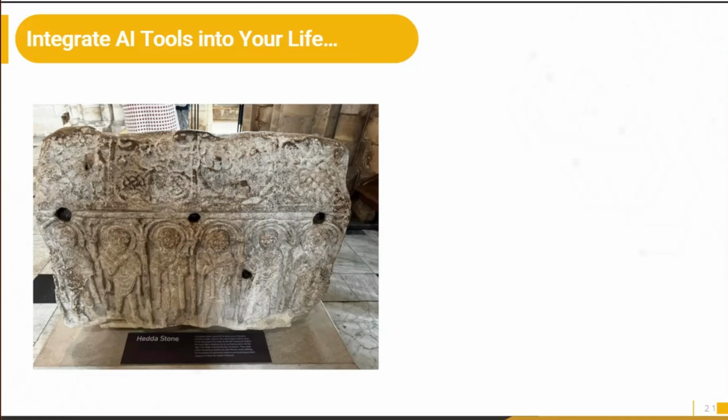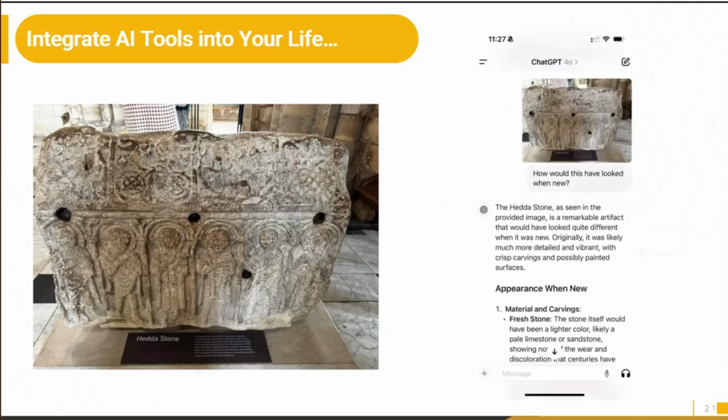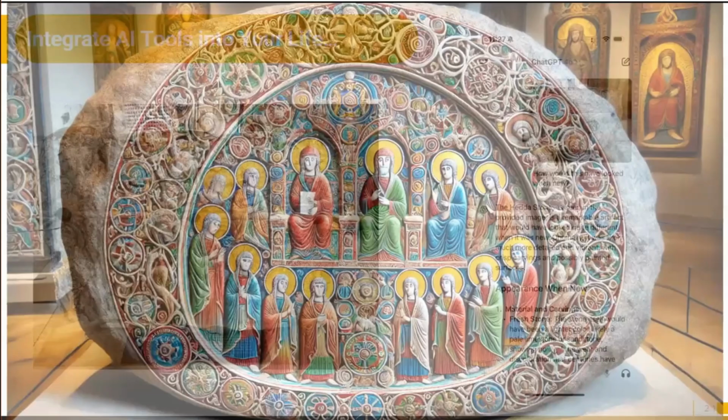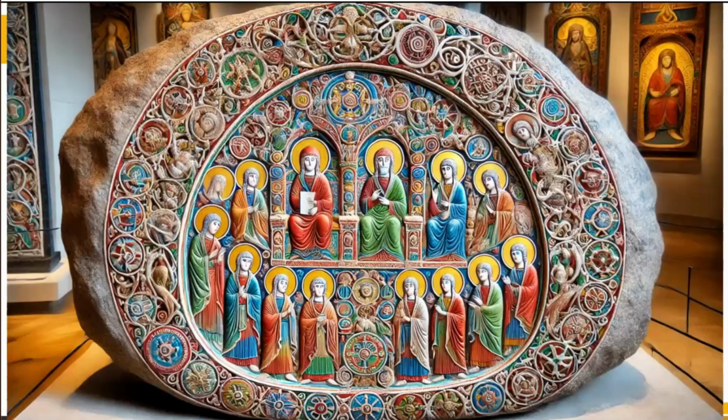So I thought, ooh, this could be a good case for AI. Let's see what it can do. So I happen to have ChatGPT on my phone, and I asked it, what would this have looked like when it was new? And it starts giving me all this detail. Well, it would be fresh stone, and it would have all this ornamental painting, and it would have gold gilding. And I was like, right, AI, come on, show me. Make an image. And it did this. And I was like, wow, that's not bad.